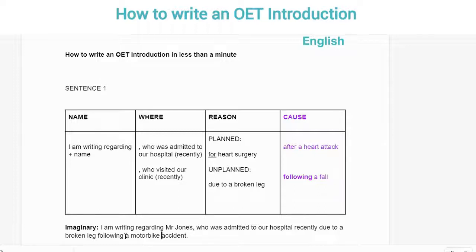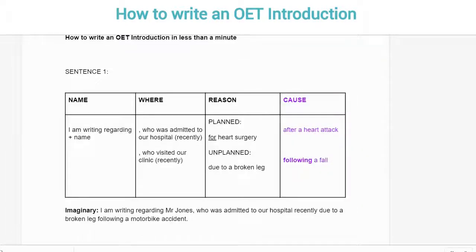Hello, sir. Yes, Zainab, do you want to try this trick? I know you've seen this before. 5, 4, 3, 2, 1. Have a go. Okay, I'm writing regarding Mr. Jonas, who was admitted to a hospital recently due to a heart surgery after a heart attack. Excellent. And we wouldn't say a heart surgery. We would just say for. You need to change the preposition, not due to. You can just say for heart surgery. Okay. Excellent.